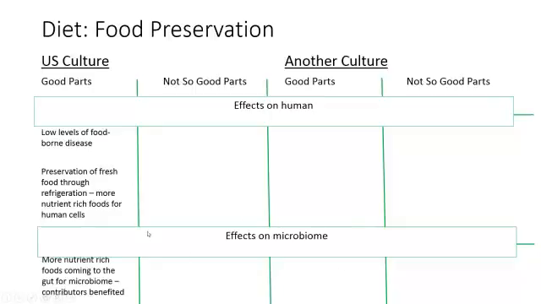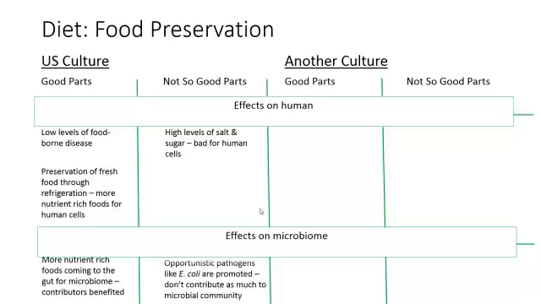Now, from an effect on the microbiome, more nutrient-rich foods are coming into the gut for the microbiome, and contributors, that community of microbes, are being benefited. So let's look at the not-so-good parts. We do have high levels of salt and sugar in our manufactured foods, which are bad for human cells. Opportunistic pathogens like E. coli are promoted because they really like sugar. They don't like salt so much, but Staph aureus likes salt, and we don't want to promote those ones.